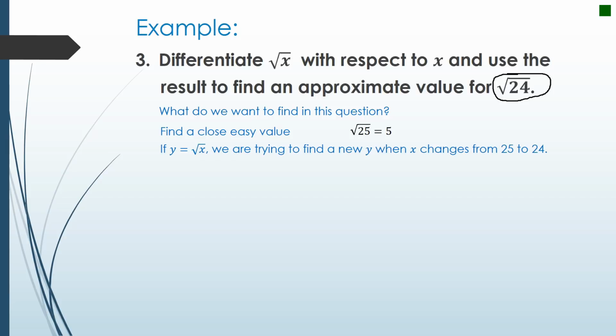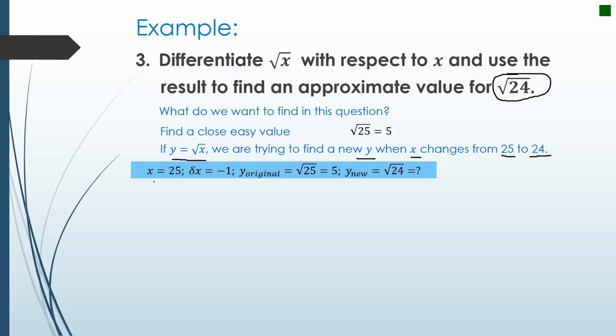Now if y equals square root of x, that means we are trying to find a new y when x changes from 25 to 24. We have the original x value, which is 25. Then we know that x changes from 25 to 24, so that means we have a delta x of -1. And then the original y value is square root 25, which is equivalent to 5.